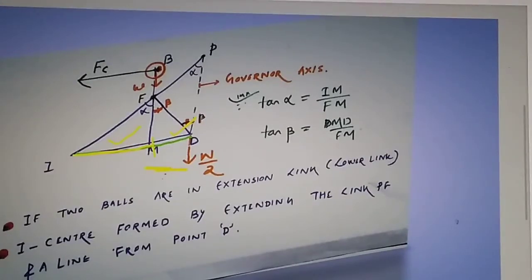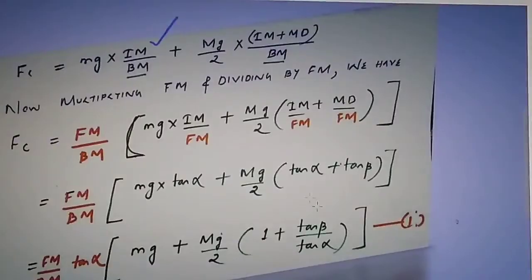So you can write here capital Mg by 2 into ID is equal to IM plus MD divided by BM. So multiplying and dividing by FM, we want to simplify now. For that we have to divide and multiply this FM term on both sides. Okay, so put down these values.